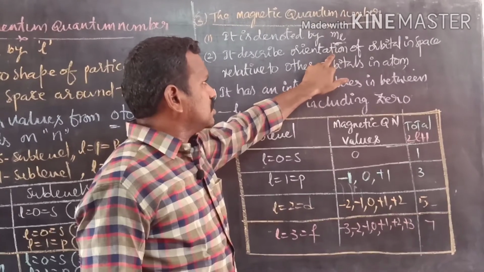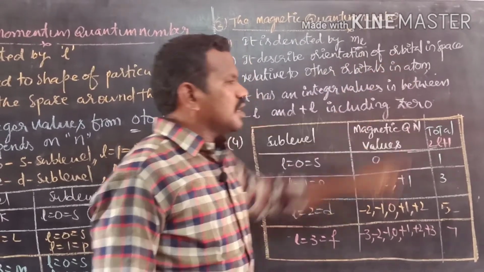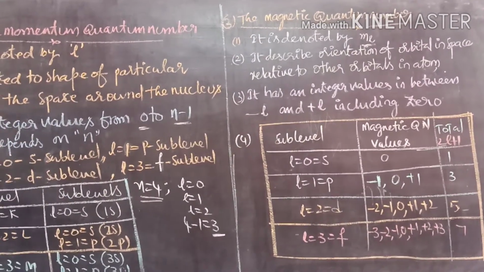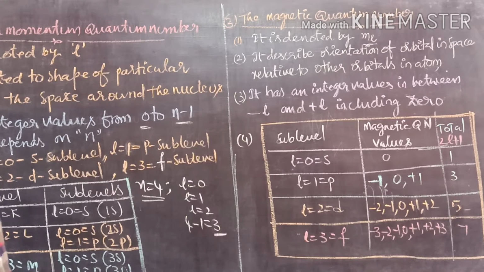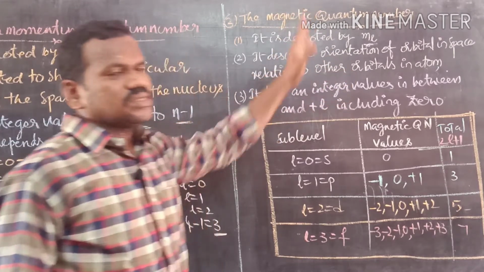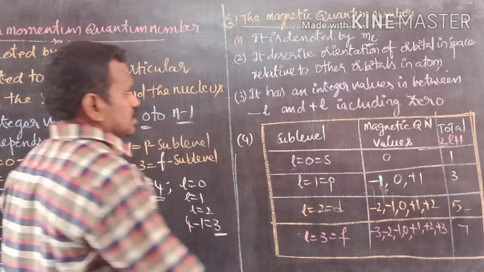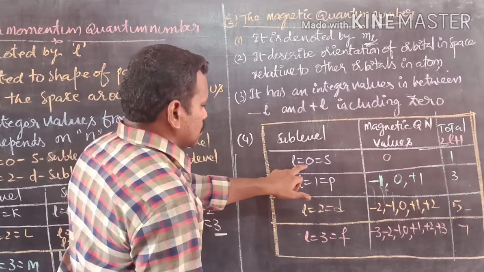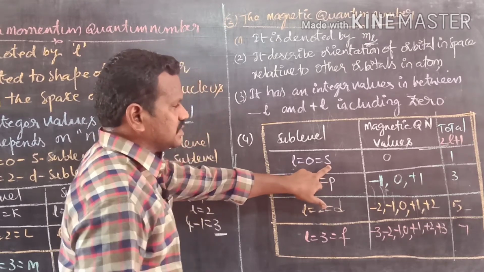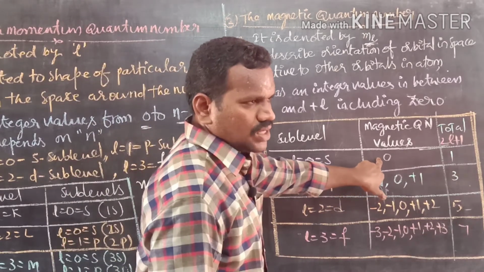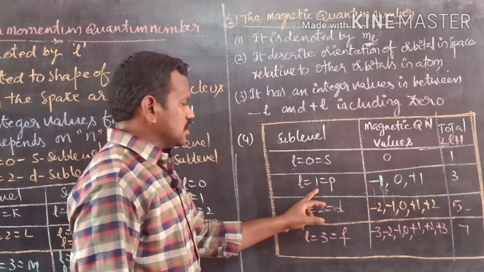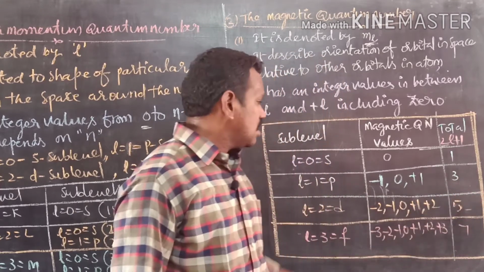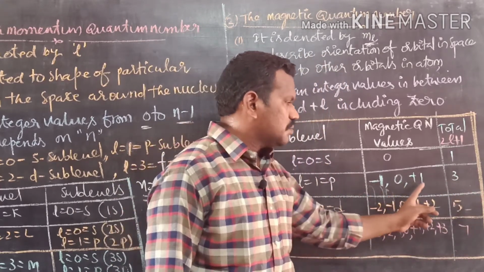It describes the orientation of orbitals: the main levels by the principal quantum number, the sublevels by the angular momentum quantum number, and the orbitals by the magnetic quantum number. It is denoted by the letter ML. Now if you observe, sublevel L equals 0, represented by s sublevel, has only one magnetic quantum number. L equals 1, that is the p sublevel, has 3 values. They are minus 1, 0, plus 1.